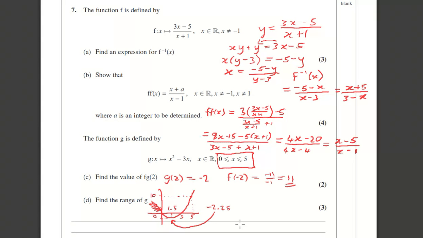And so now I can state the range, because the range is going to be the y values which are permitted on that curve for those given x values. And as x is allowed to be equal to all those values, I think it's going to be like this.